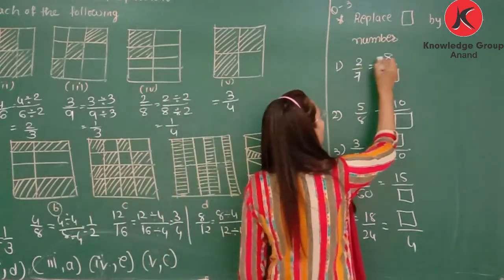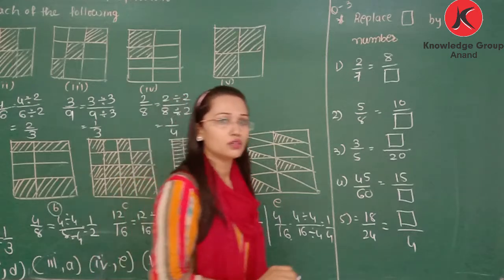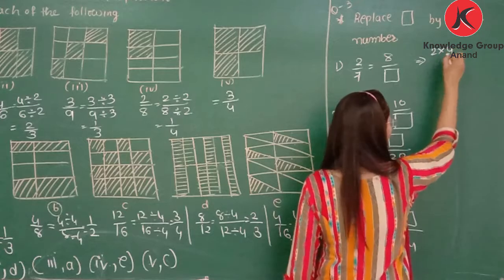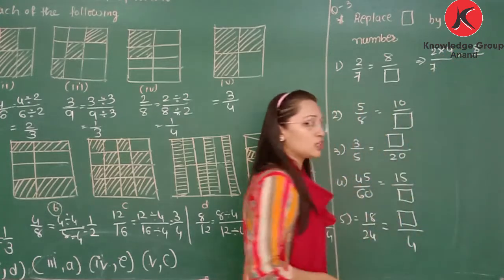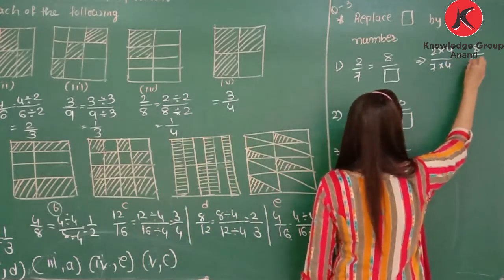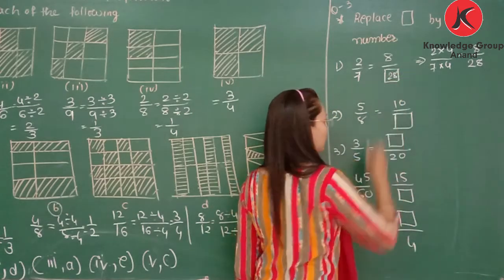Now here 2 becomes 8. How can we get 8 from 2? If we multiply 2 with 4, we get 8. So the same number we need to multiply in the denominator. So here it is 28. Okay, so here it is 20.